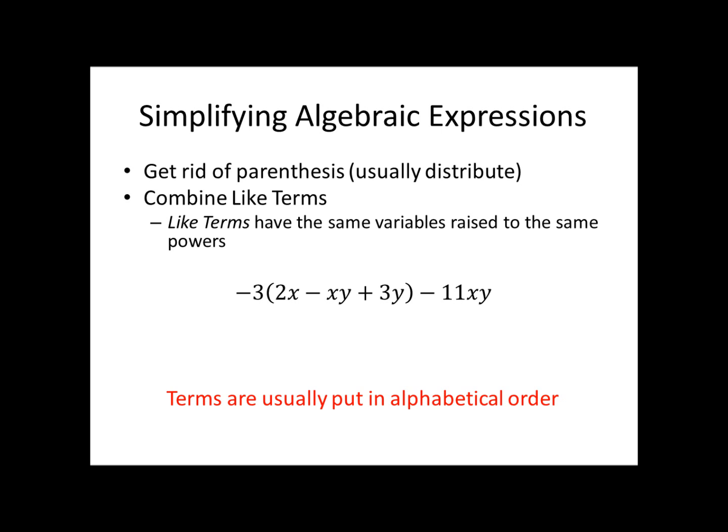Now here we've got an example where we need to simplify. The first thing we're going to do is get rid of those parentheses. We're going to do that by distributing in the -3. After we distribute in that -3, we want to go ahead and combine like terms. 2 of these terms are alike, the 3xy and the -11xy. So we're going to combine them. So we end up with -6x minus 8xy minus 9y. General practice is to put the terms in alphabetical order. -6x comes first just because x comes first in the alphabet.